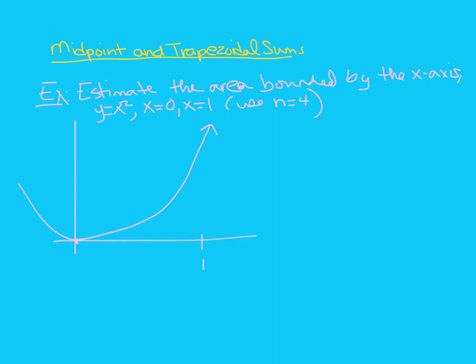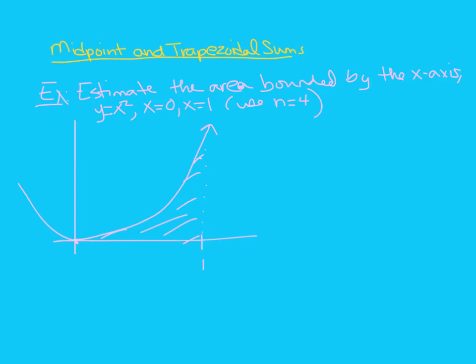So before we did Riemann sums with left and right hand points, this time we're going to do midpoints and trapezoids. So we're going to estimate the area bounded by the x-axis, y equals x squared, x equals 0, and x equals 1. That's this shaded area right here, by the way. And we are going to use midpoints.